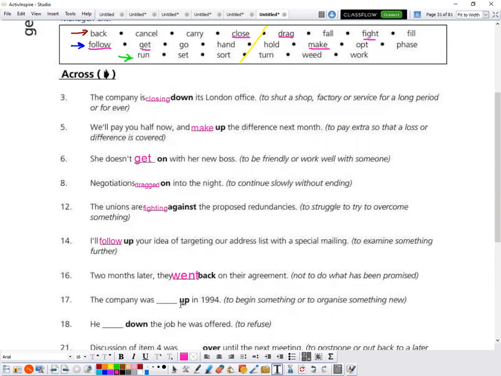The company was up in 1994. And the meaning is began something or to organize something new. So the answer is in the green line, the first half. Stop. The green line. We have start. Yes, Abdullah. Abdullah Faisal, mashallah. Set. Set up. To establish. To begin. To organize.